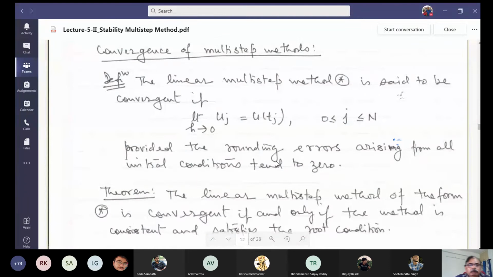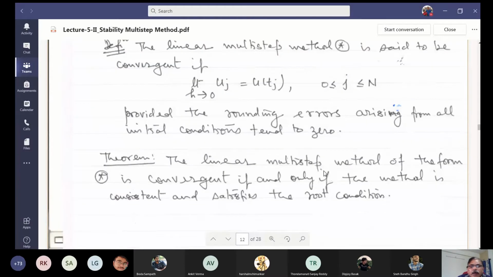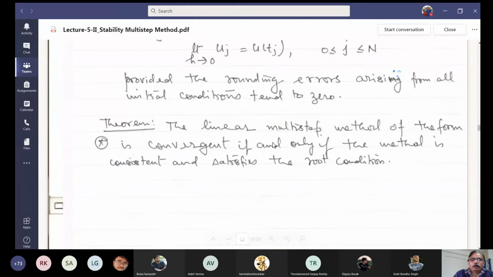Don't worry. The linear multi-step method, the above one, is said to be convergent if as h approaches 0, uj goes to u(tj), meaning your exact, analytical solution, provided the rounding error arising from all initial conditions tend to 0. And then one theorem is there. The proof is not in your course. The linear multi-step method of the form star, that is the above one, is convergent if and only if the method is consistent and satisfies the root condition. So if it is consistent and satisfies the root condition, then it is convergent.